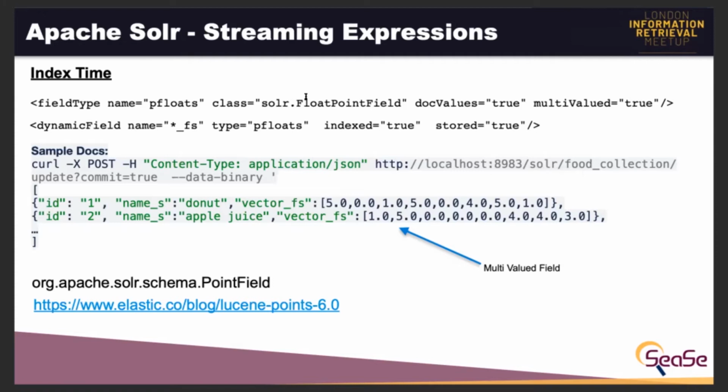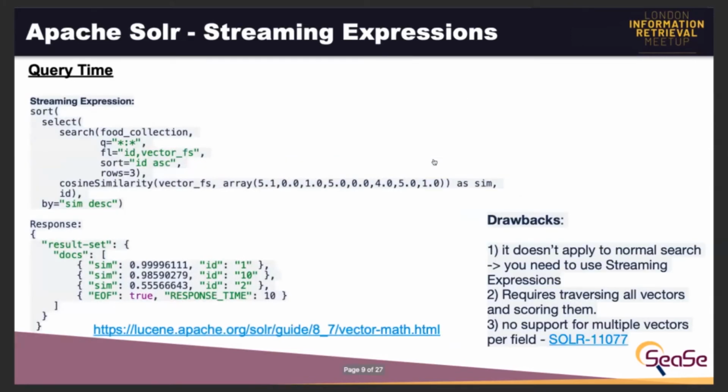And anyway, you may have just two-dimensional points in Solr. In Lucene, multi-dimensional points are supported. So you can see actually there's a very interesting blog from Elastic talking about Lucene points. So this is what is used currently with Apache Solr streaming expression and what you need to do at indexing time. At query time, you may run a streaming expression that is going to first run a query.